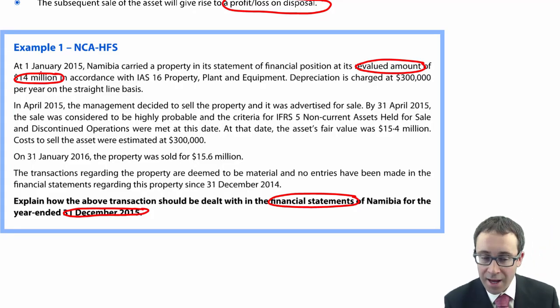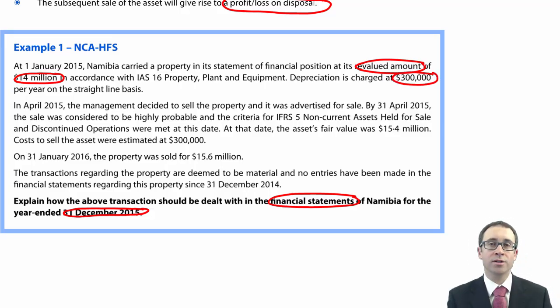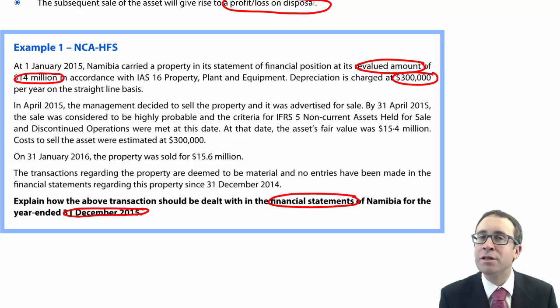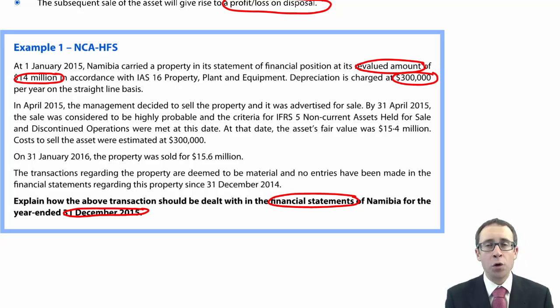Depreciation is charged at 300,000 per year. So if nothing happens within this question, we just depreciate it for the full year at 300,000. But I have a sneaking suspicion that things may move us towards IFRS 5 as we work it through. In April 2015, the management decided to sell the property.